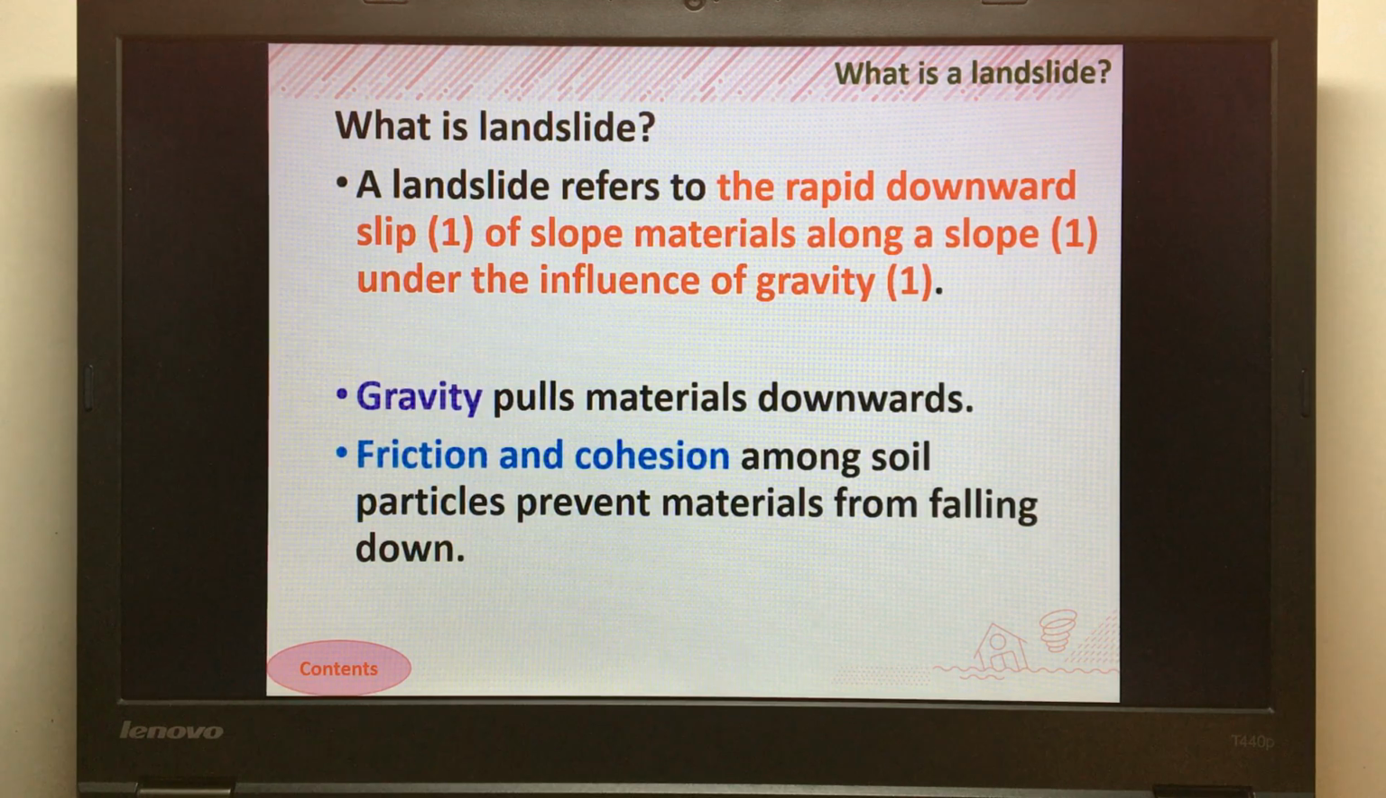It is friction and cohesion. Friction in Chinese is 摩擦力, and cohesion is 凝聚力. The friction and cohesion can hold the soil particles on the slope and prevent them from falling down, prevent them from being pulled by the gravity. So when we talk about landslides, we must learn that there are two major forces competing with each other: gravity, and friction and cohesion.